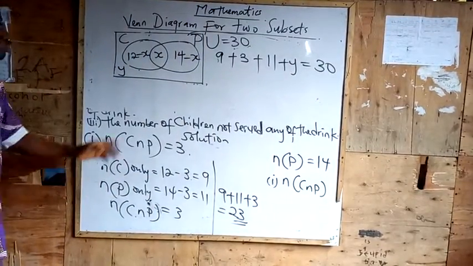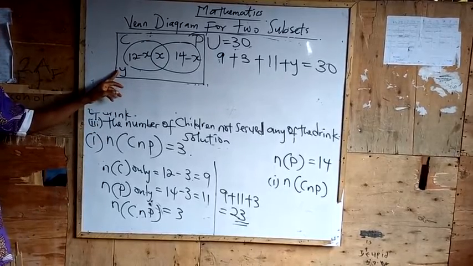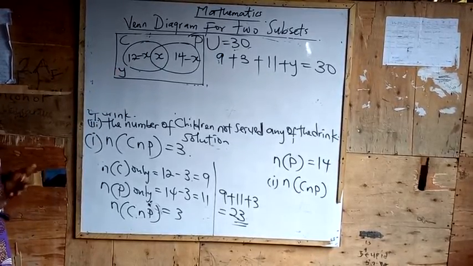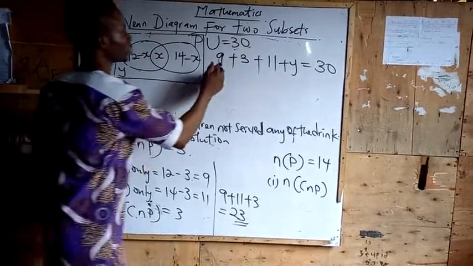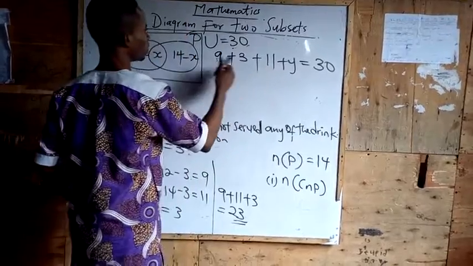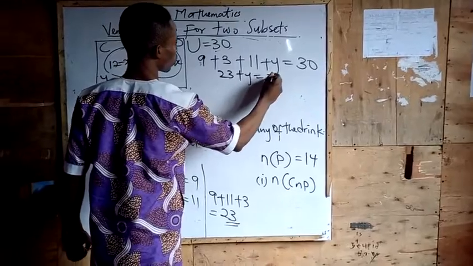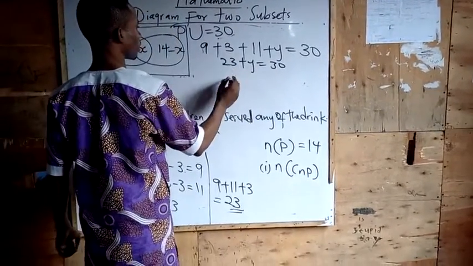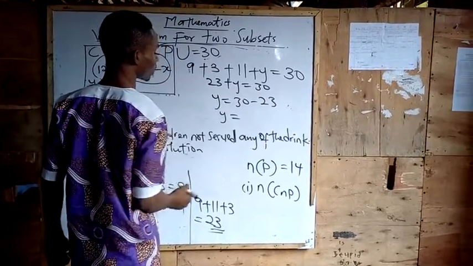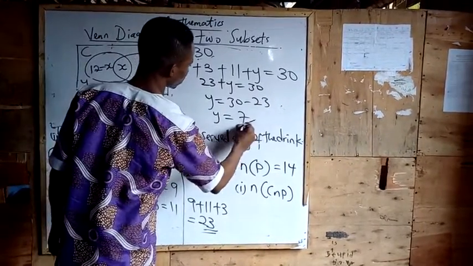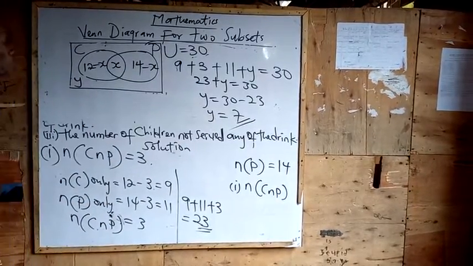I represented the number of children who were not served any of the drink as y, because if they were not served any of the drink, that means they are outside the two subsets. So, 9 plus 11, 20, plus 3, 23, plus y equals 30. That means, I'll collect like terms, y equals 30 minus 23. That is 7. These are the number of children that were not served any of the drink.